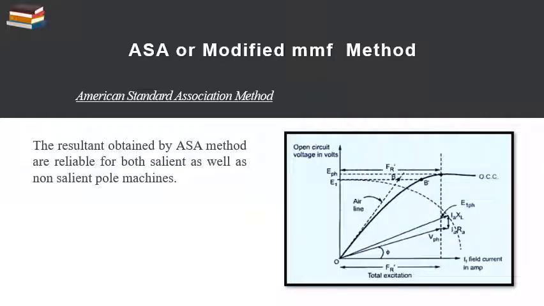The results obtained by the ASA method are reliable for both salient as well as non-salient pole machines.